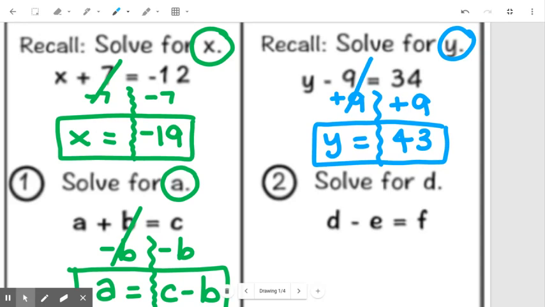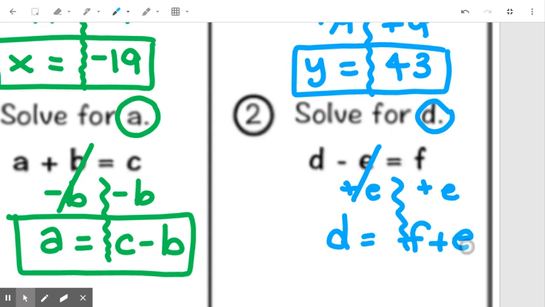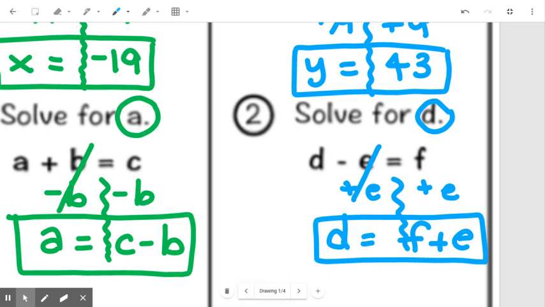If I look at the example down below, it says solve for d. Well, the difference is on the side with the d, I have another variable. I have e. So I'm going to do the same thing. I'm just going to add e to both sides. That will eliminate my e's on the left, and I get d equals. And I cannot actually add f and e together, so I just write f plus e and leave it just like that. That is solving that literal equation for d.